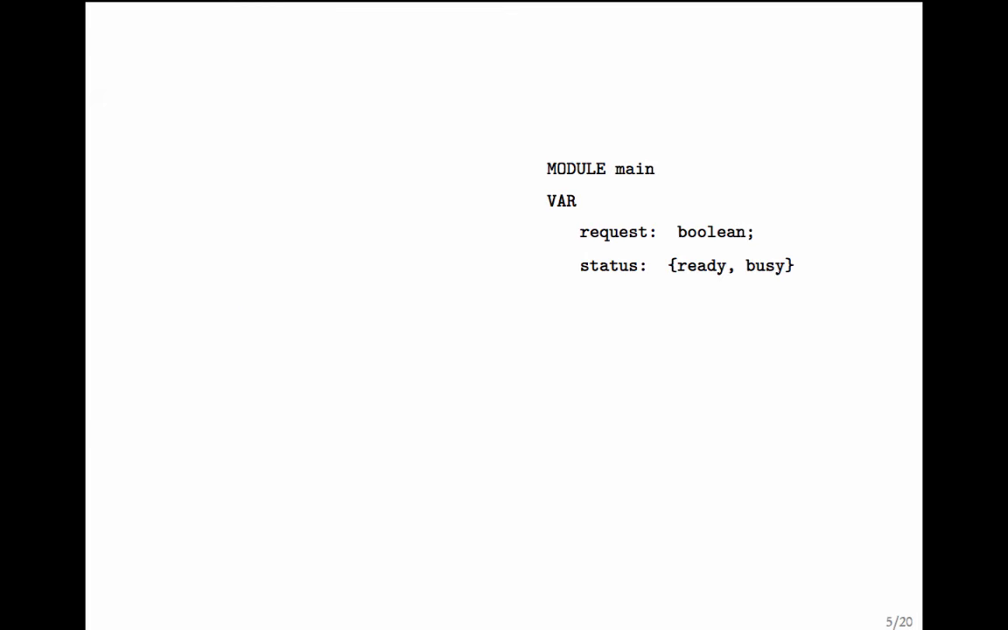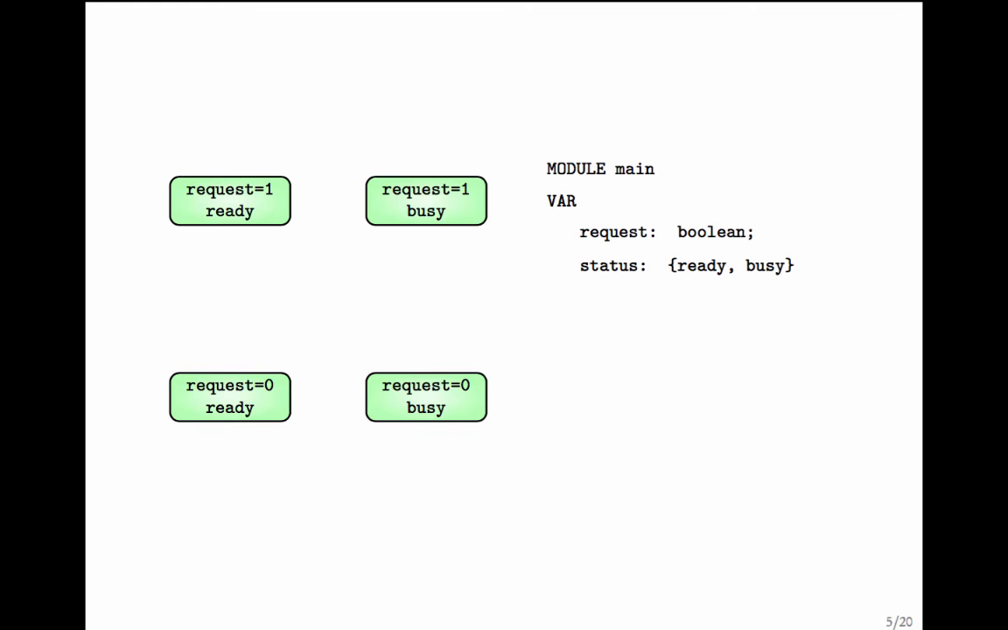Let us now go to the next example. This time I will start with a NuSMV code and try to build the transition system represented by this NuSMV code. There are two variables, request, which is of the Boolean type, and status, which is of the enumeration type. Status can take either ready or busy. Given these two variables, these are the states.